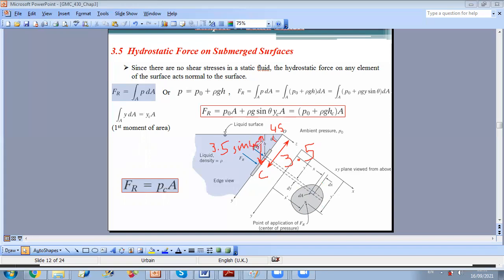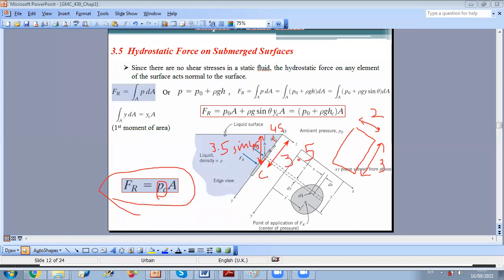Now, once I know the height, I can find the pressure at C. I do P0 plus gamma of my fluid times hC, and multiply by the total area of the rectangle. So for the rectangle, say this is 3 meters and this is 2 meters. So the area is 3 times 2 equals 6. So I am able to calculate now the resultant force acting on my rectangle.